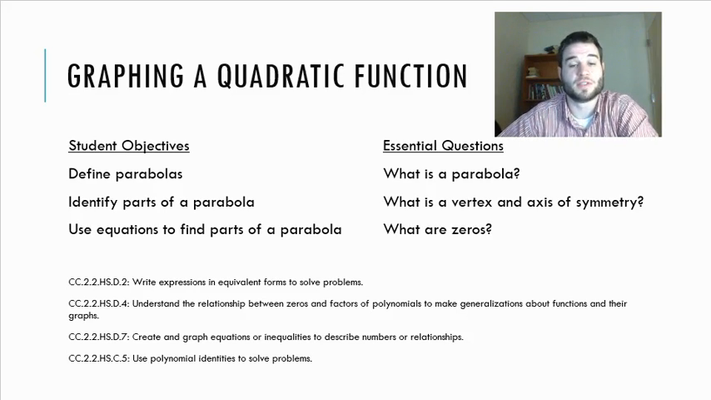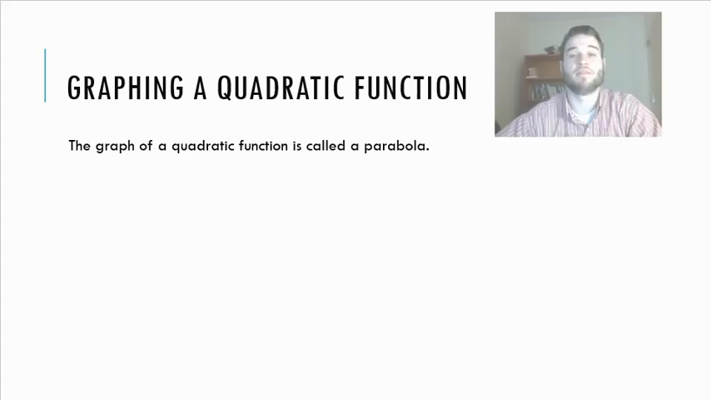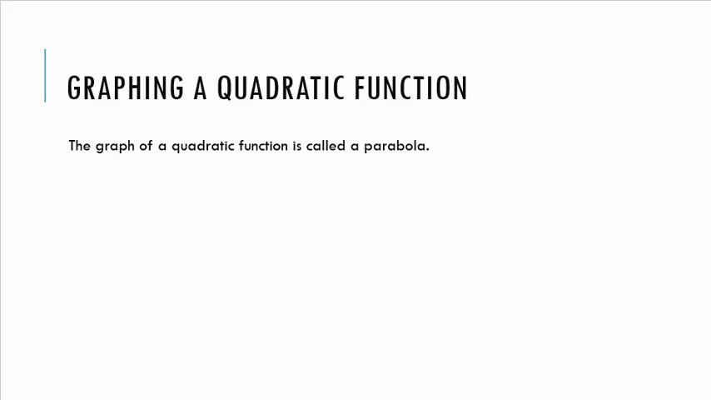So this is more specific about quadratics. We've already talked about graphing polynomials. This is more specific for quadratic polynomials. Essential questions: what is a parabola, what is a vertex and axis of symmetry, and what are zeros exactly. And below we see the common core standard. The graph of a function is called a parabola.